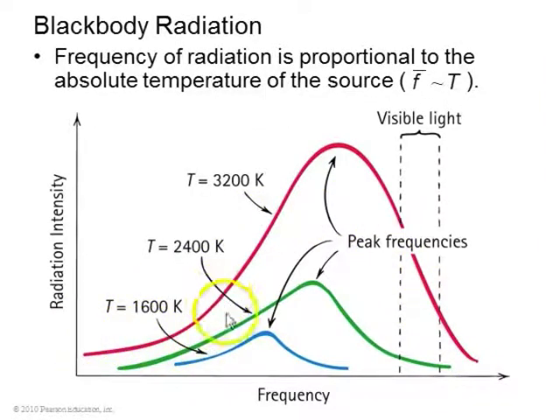So it turns out that as you raise the temperature of something, the peak frequency of the emitted light gets higher and higher, so moving towards the blue. And here actually is visible light. So all of these objects are emitting mostly in the infrared. But as you increase the temperature to thousands of degrees, you see more and more visible light.